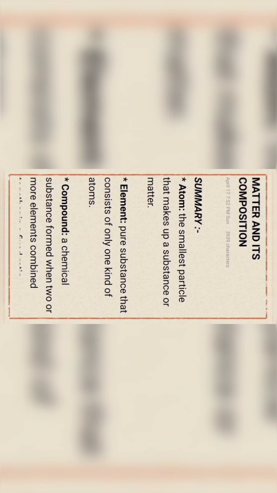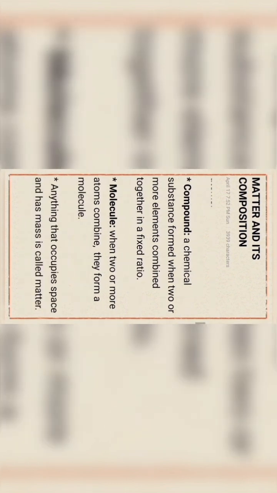Atom, the smallest particle that makes up a substance or matter. Element, a pure substance that consists of only one kind of atom. Compound, a chemical substance formed when two or more elements combine together in a fixed ratio. Molecule, when two or more atoms combine, they form a molecule.